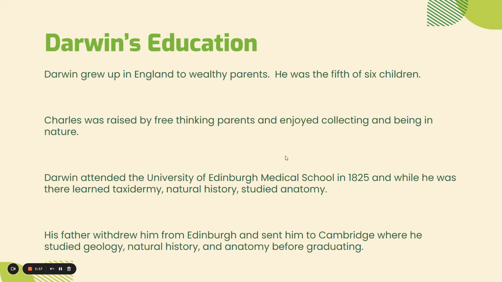Darwin would attend the University of Edinburgh Medical School in 1825, and while he was there, he became really interested in taxidermy and natural history, and he studied anatomy. His father would then withdraw him from Edinburgh and send him to Cambridge, where he ended up studying geology, natural history, and anatomy. His parents weren't super thrilled with what Darwin chose to do with his life, but that's what happens when you let your son be a free thinker, I guess. They do things that you don't necessarily think they're going to do. And so he got really into geology, natural history, and anatomy.